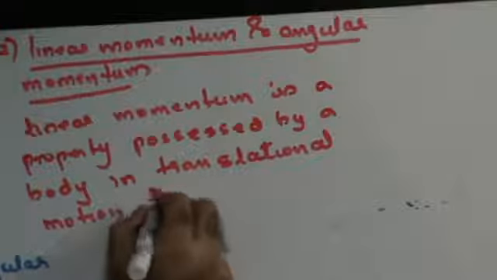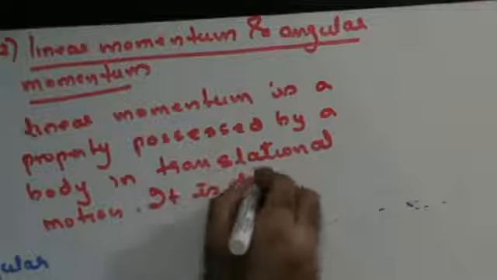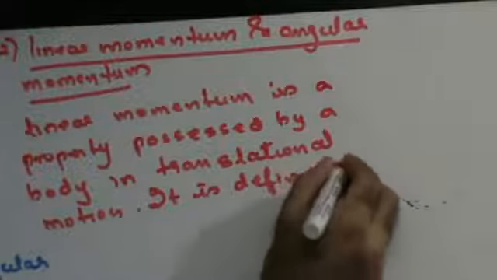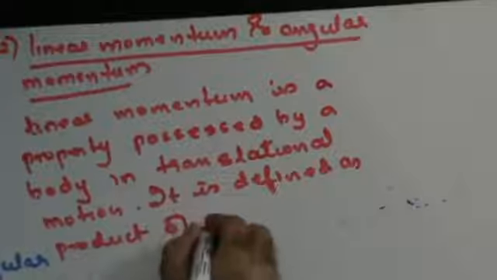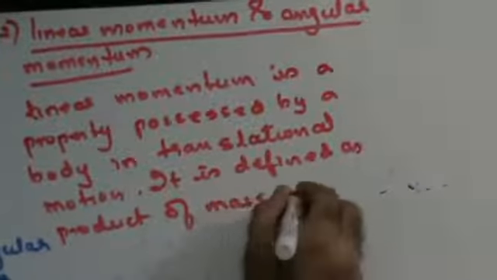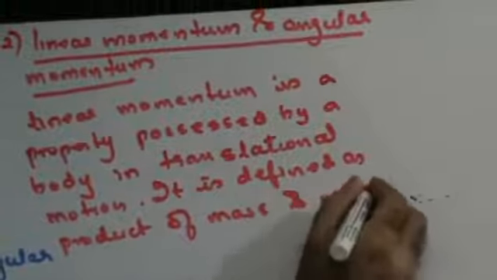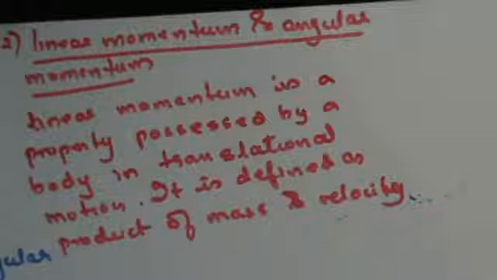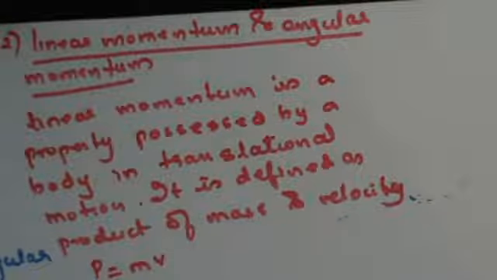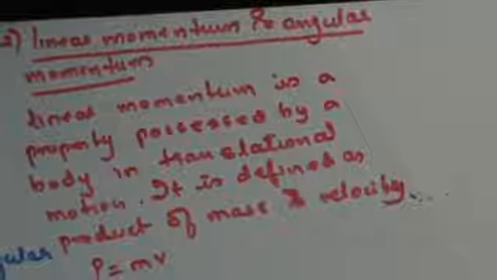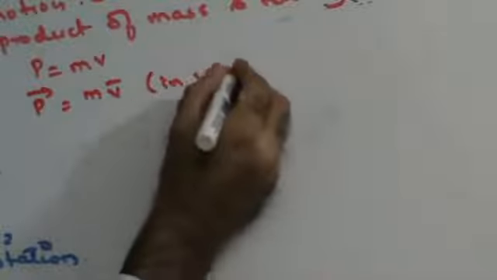Right? It is defined as product of mass and velocity. Thus I can say that linear momentum P is mv. Right? As a vector form, it is nothing but P vector is equal to m into v vector. This is in vector form.